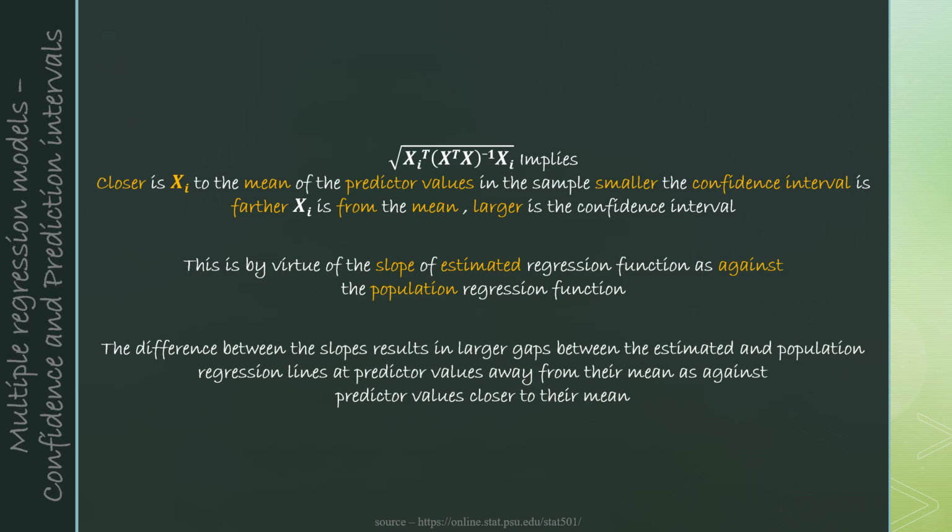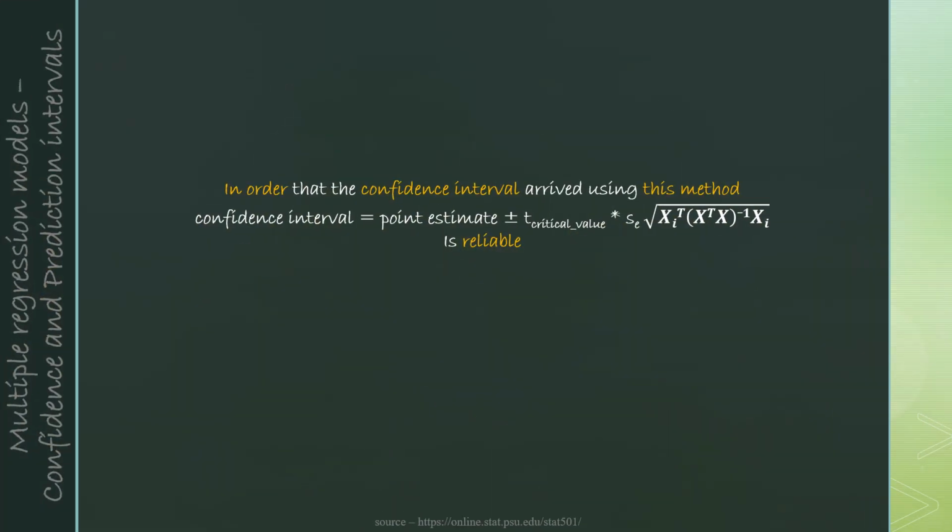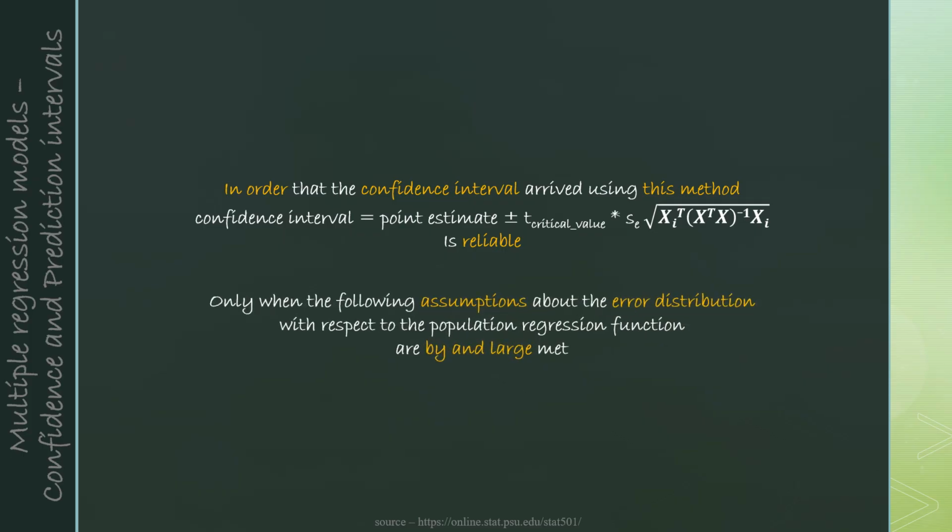The difference between the slopes results in larger gaps between the estimated and the population regression lines at predictor values away from their mean, as against predictor values closer to their mean. In order that the confidence interval arrived at using this calculation is reliable, the following assumptions about the error distribution with respect to the population regression function should by and large be met.